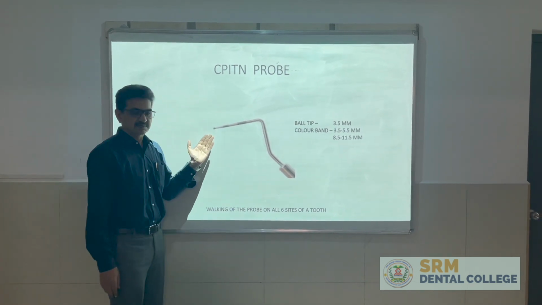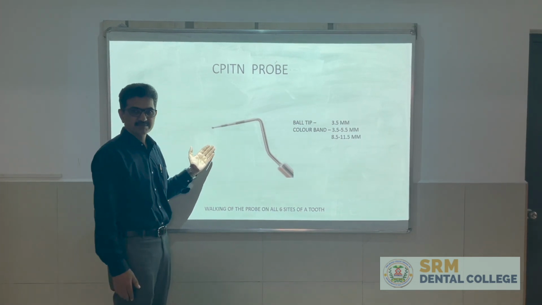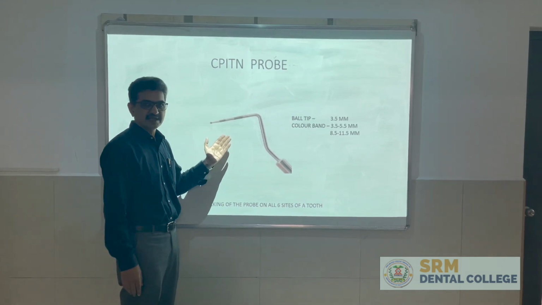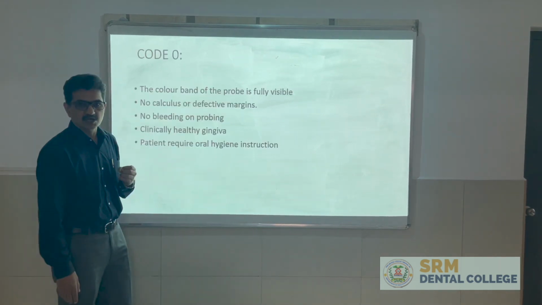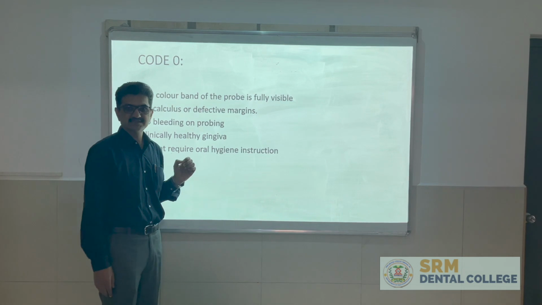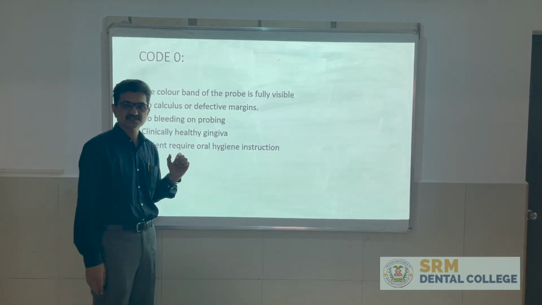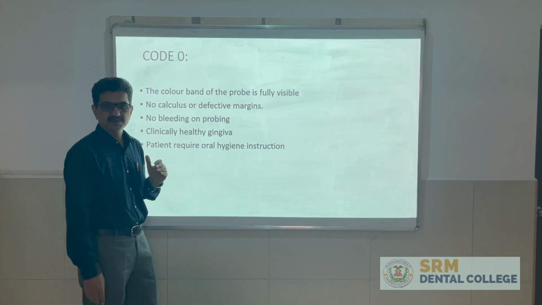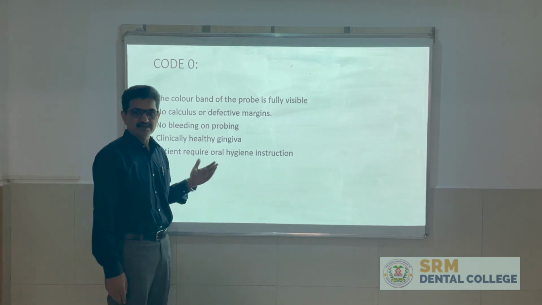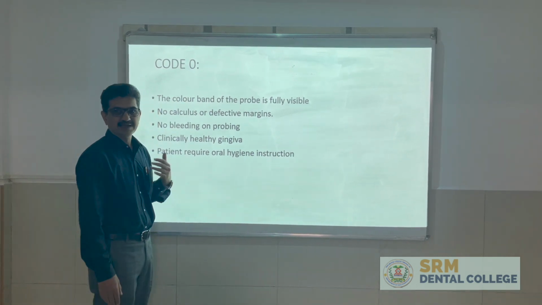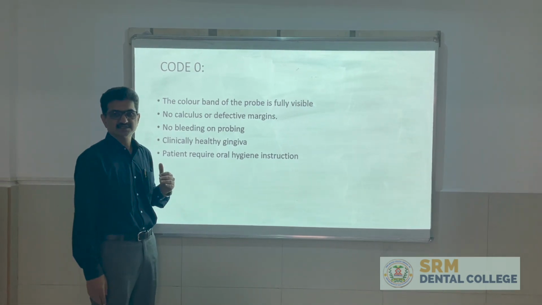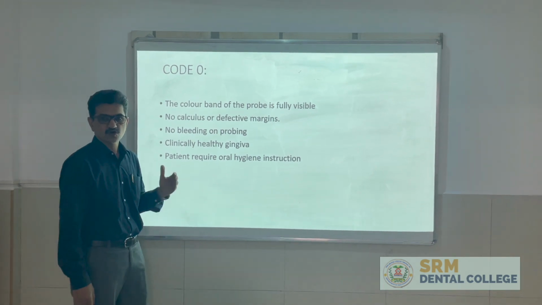Now the probe has a ball tip of 0.5 mm and there are 2 color codings in the probe: 3.5 to 5.5, 8.5 to 11.5. For PSR, 3.5 to 5.5 is the base. With that base, we start probing on all the 6 surfaces of the tooth: mesiobuccal, midbuccal, distobuccal, mesiolingual, midlingual, and distolingual. Once we probe on all these 6 surfaces, there are 4 codes.